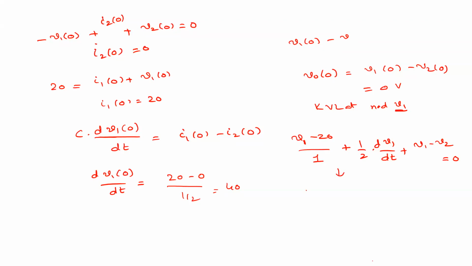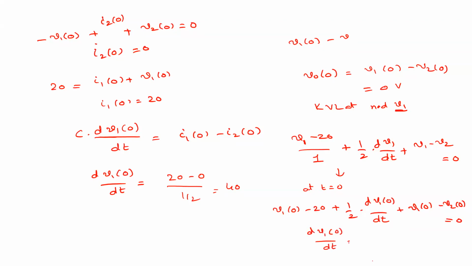Now at t equal to 0, V1 of 0 minus 20 plus 1 by 2 dV1 of 0 by dt. So what is V1 of 0? Sir, we have all the values, right, sir? So what is dV1 of 0 by dt? That is 40. We already calculated this. We should calculate for dV2 of 0 by dt, sir. Okay, we need to calculate for that.